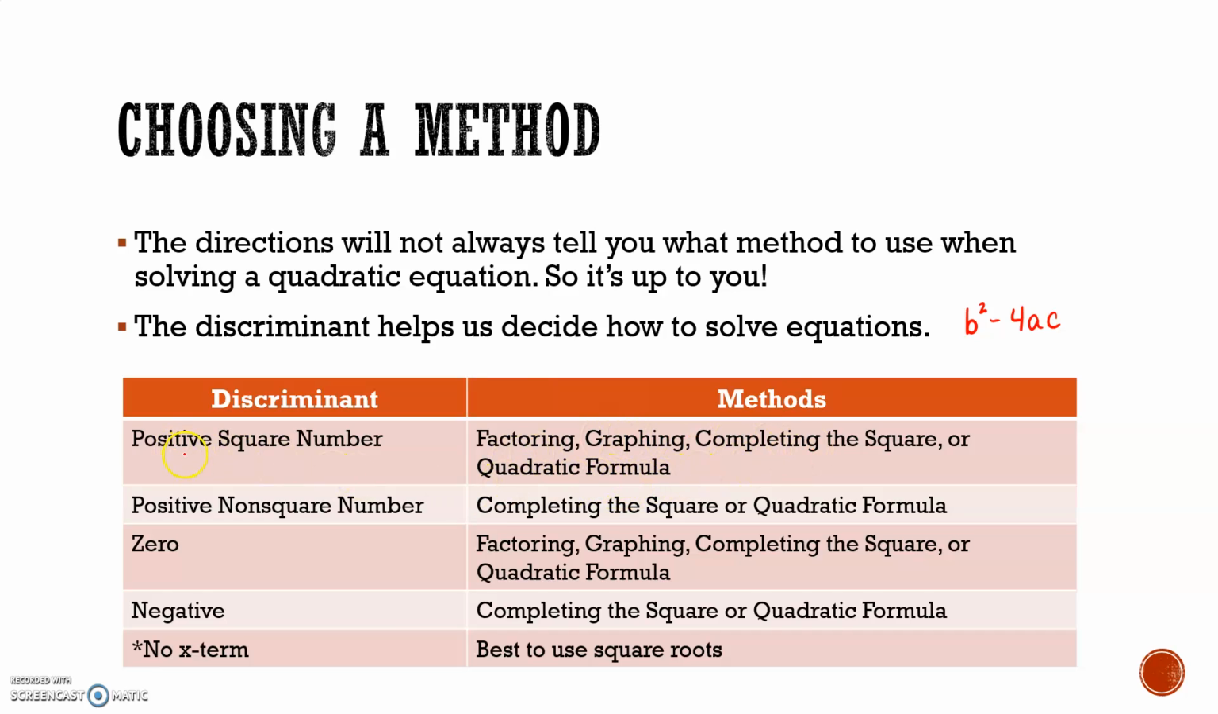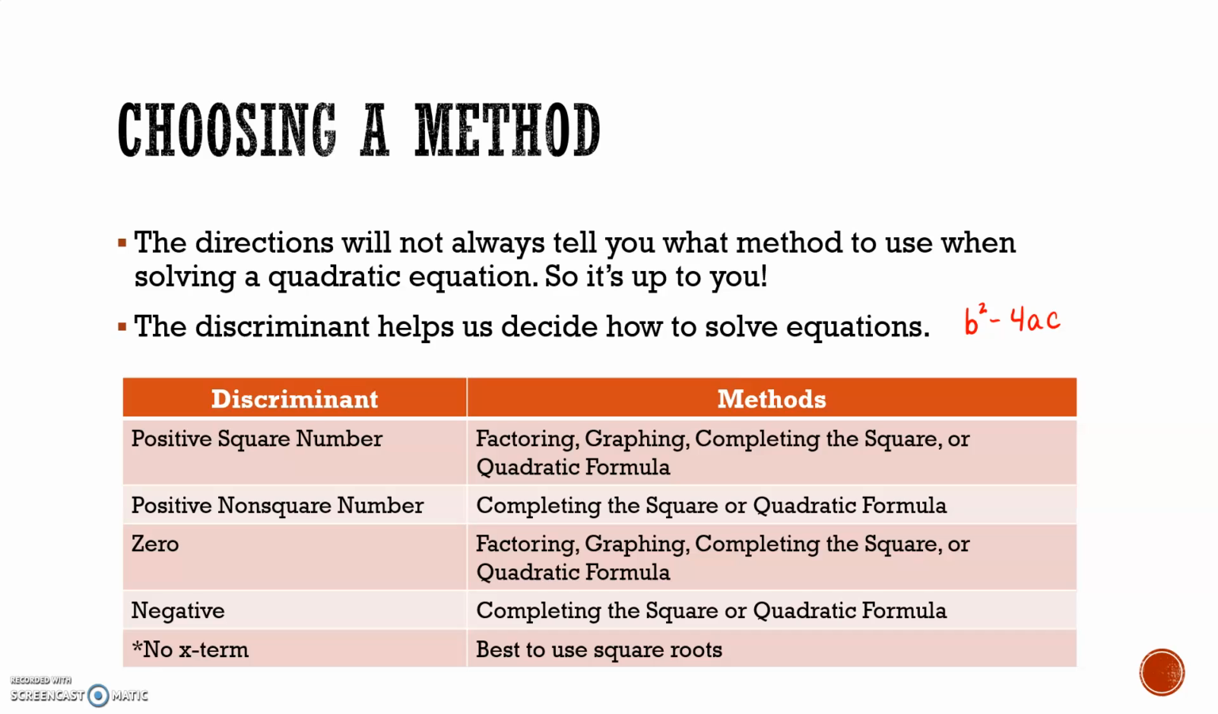Because what happens when we have a positive square number? If we have a positive square number, we know that we're going to have two rational whole numbers for our answer, like x equals 7 and negative 2, for example. If we have a positive number, but it's non-square, like 8, probably it's going to be better to complete the square or quadratic formula, because if we try to graph it, it's going to have a decimal in the answer. We just won't be able to factor it either.